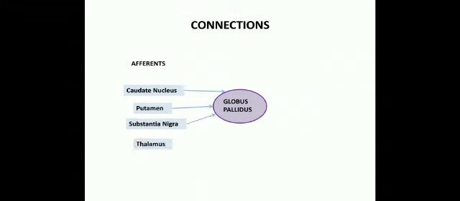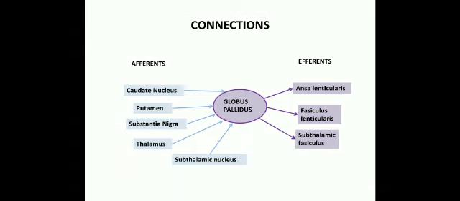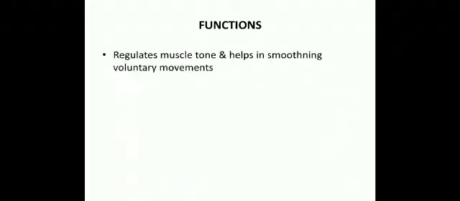So, now the globus pallidus. The afferents are mainly from the putamen and the caudate nucleus, and also from the substantia nigra, thalamus and the subthalamic nucleus. The efferents form three bundles, that is ansa lenticularis, fasciculus lenticularis and subthalamic fasciculus. The functions: it regulates the muscle tone and helps in smoothing voluntary movements.